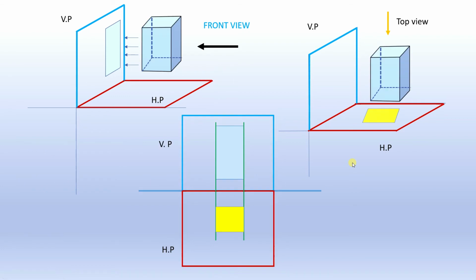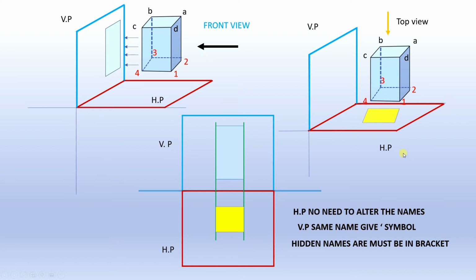Okay, now another problem: how to give the names. I want to make some transparent effects, so I made the same object transparent, but on the back side I forgot to modify. Now I am going to give the names: on the top side I give ABCD, and on the bottom side I give numerical values. Now it is going to appear on the VP, and on the top side also I am going to give some numerical values. Now you have to go through these rules. For HP, there is no need to alter the names. If anything falls on HP, no need to alter their names.